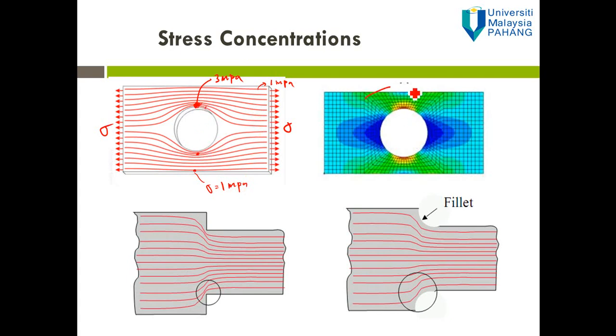We can also see the stress distribution using finite element analysis, for example. You can see here the red color means the highest stress value. Also for the fillet, you can see the distance between the lines is very close, so we can say the lines of stress are concentrated at this point. So this is the illustration of stress concentration.